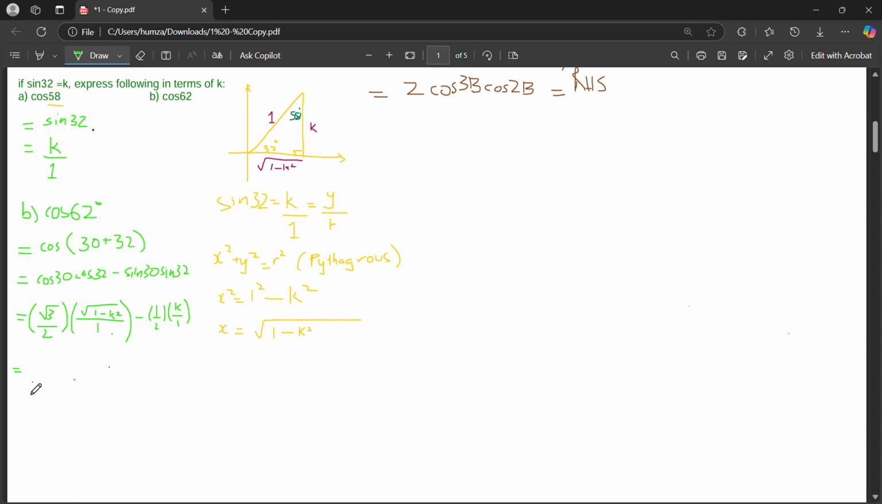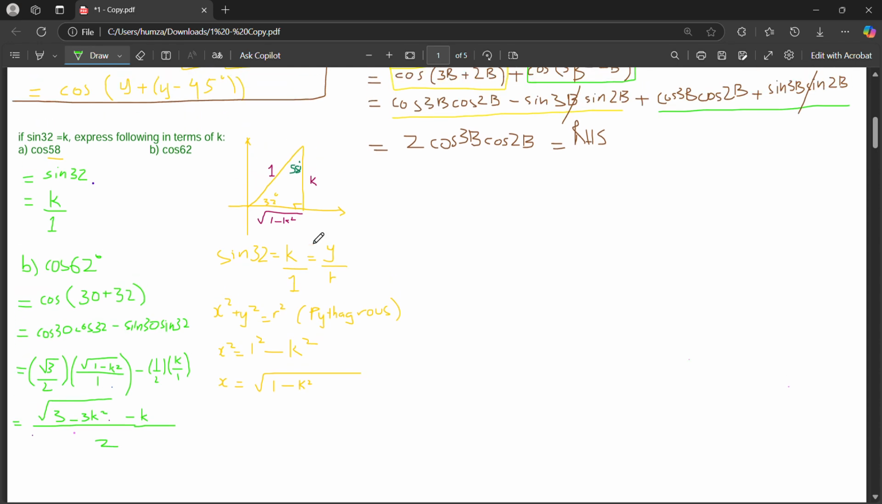Then we can multiply the 3 into the root and complete the sum, and the answer we will get is shown. So this is how we can write cos 62 in terms of k.